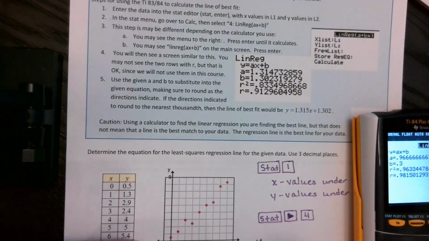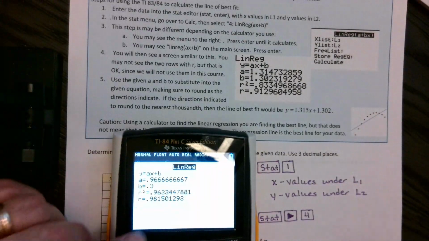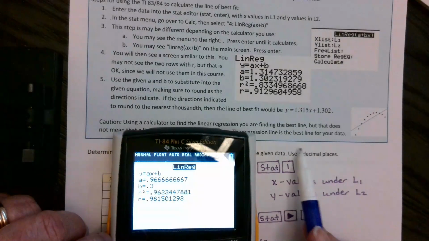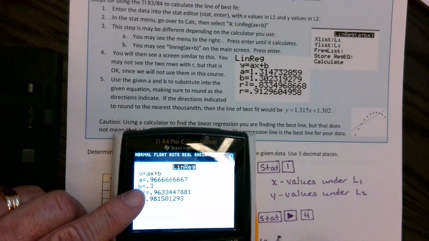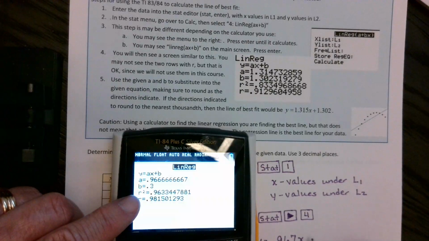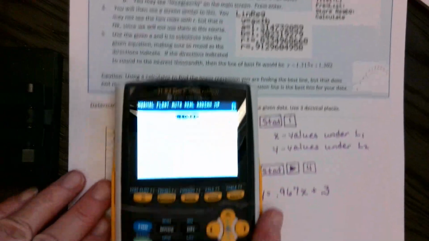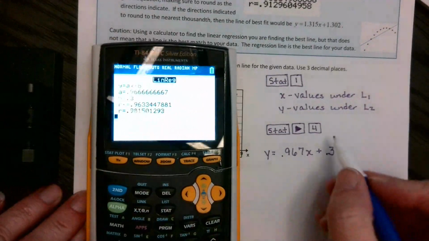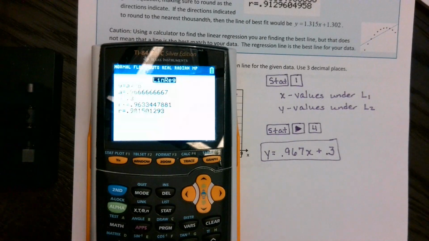it now gives us our formulas. Y equals, let's see if we can see it over here. And you have to pay attention to your instructions. This one says 3 decimal places. So Y equals 0.967x plus 0.3. And that's our line of best fit between those points. Okay. All right.